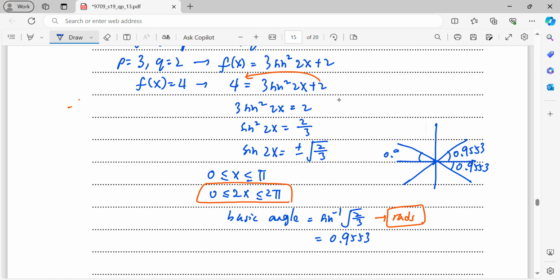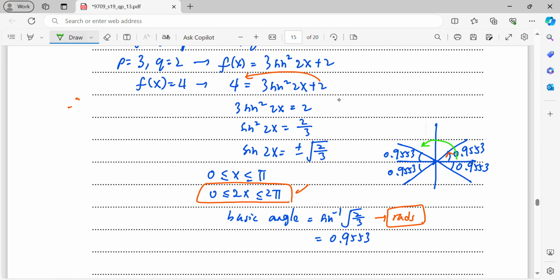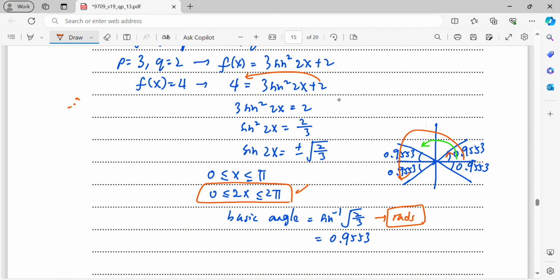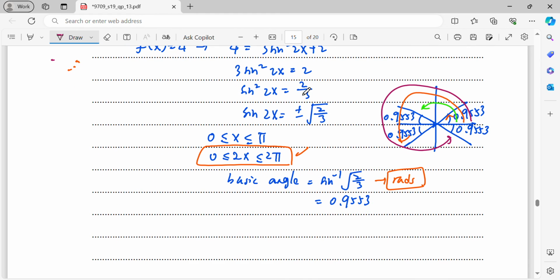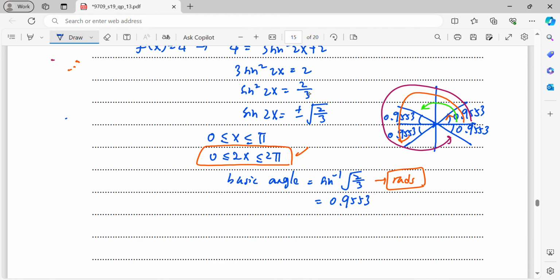So just label all these values first. Now my first angle, because of the interval here, is 0.9553. My second angle is this value, the green color. Then my third angle is here. Then my fourth angle, the biggest angle. So that means now I will get 2x, because sine 2x equals to that, right?